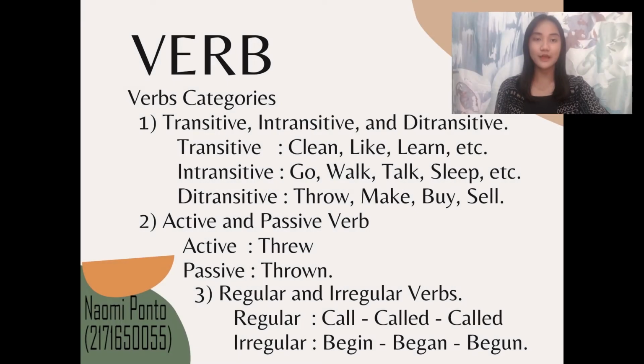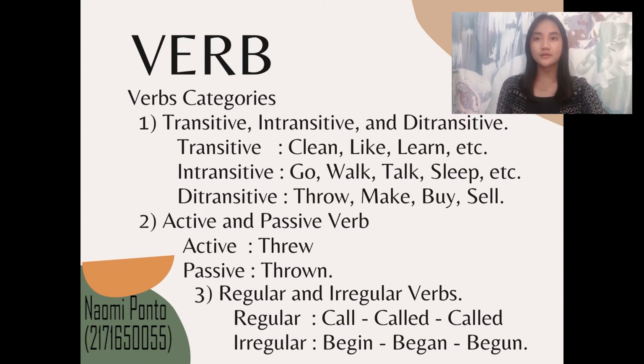Verb categories. First, transitive, intransitive, and ditransitive. Verbs that use a direct object but not an indirect object are called transitive. They don't always need a direct object, but they have the option. Examples: clean, like, learn, etc.